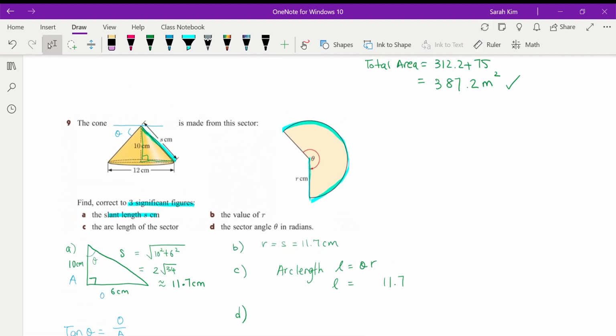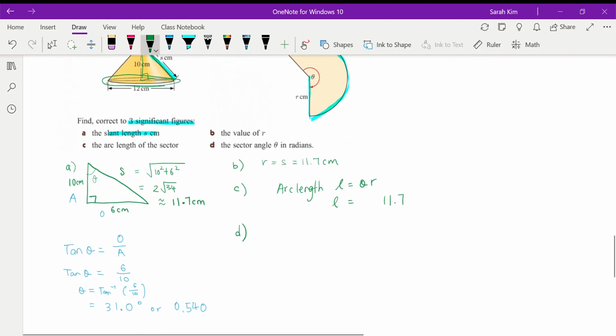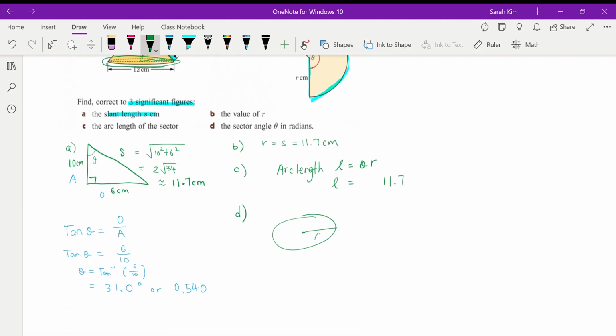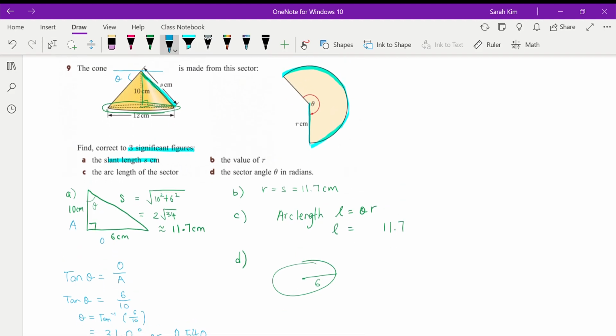Well, I think I know how to figure it out. So basically, that arc length should be the circumference of that. The bottom circle has a radius of 6 because the diameter is 12. Okay, I'm assuming this is right. So that took me a little bit, but that's okay. So circumference is 2 pi r. Why did I not think of that? 2 times pi times radius, so 2 times pi times 6. 12 pi, which is 37.7 centimeters. Okay, that's much better.